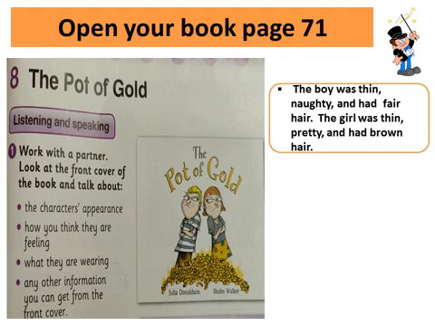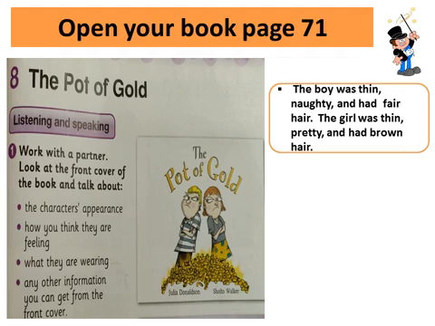Let's see. Let's read together. Point with your finger. The boy was thin, naughty, and had fair hair. Okay, so look at the boy. Is he thin or fat? Thin, right? And he looks a bit naughty, noisy, right? And look at his hair. It's like fair color. It's yellow, light color. So fair means it's yellow. It's not dark. It's not black. Okay.